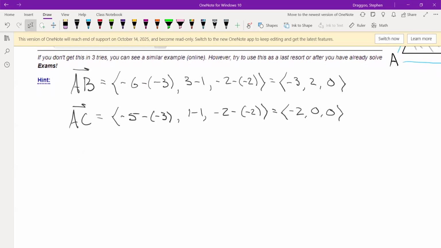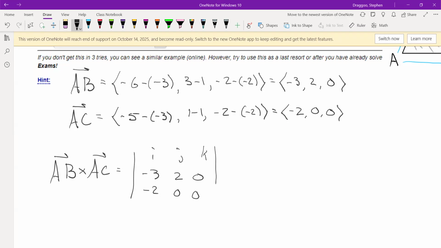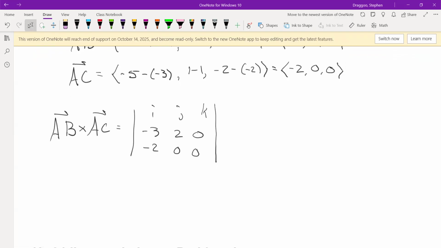Scroll down just a little bit so I can write down my next piece, which is finding the cross product of these two vectors, AB cross AC. Worry about taking its magnitude later. For now, I just want i, j, k with -3, 2, 0, and -2, 0, 0. Man, why does my handwriting look so bad today? -2. Maybe you guys can't tell the difference. That's fine. So I need to just calculate that cross product.